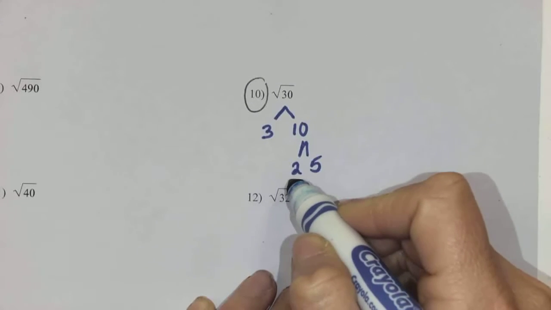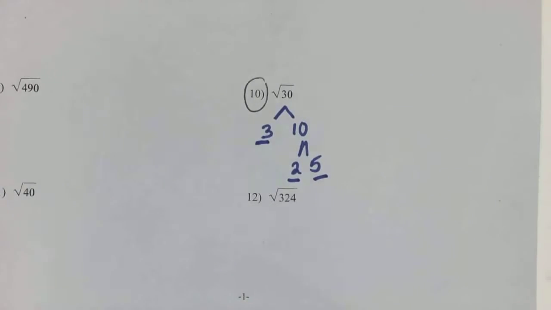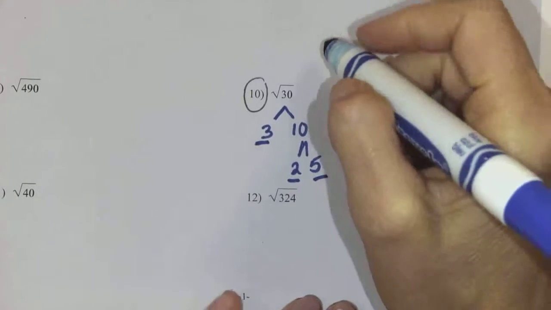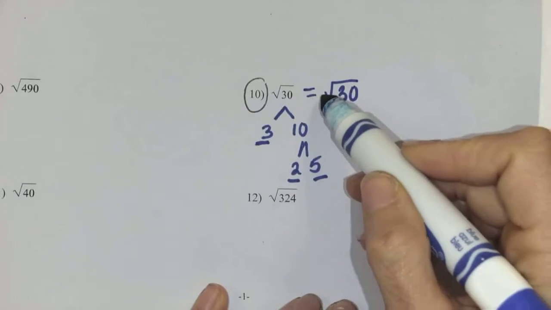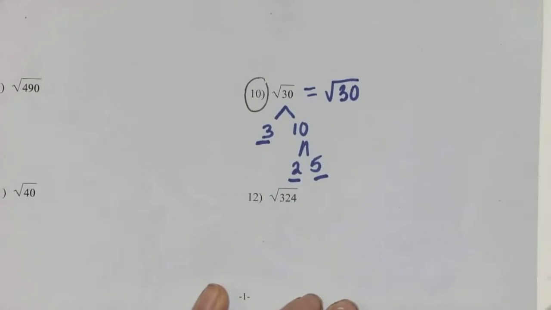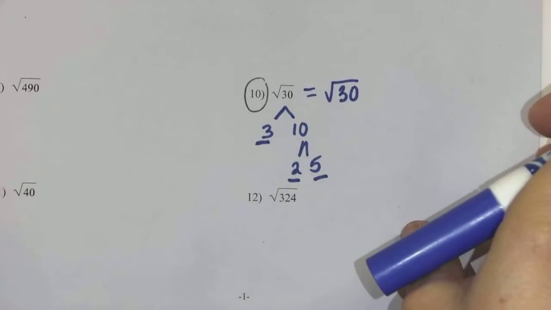Making my prime factorization 2 times 3 times 5, meaning those are my endpoints. None of them are the same. There are no two that are the same. So I cannot do anything. I can't simplify this or make this a smaller number underneath the radical sign. So I leave it as square root 30. If no two are the same, you leave it.